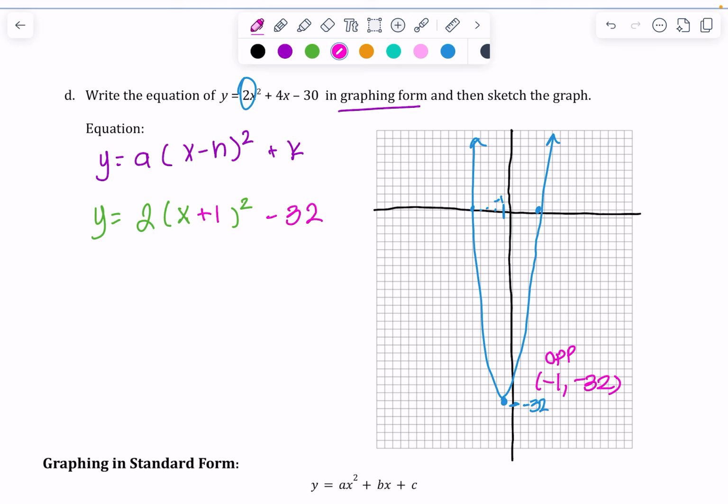If you were to go to Desmos and type in this equation and this equation, you would expect to see the exact same graph. That means that these equations are equivalent. They're representing the same parabola. They're just written in different forms. And remember, those different forms tell us different things about what our graph looks like.